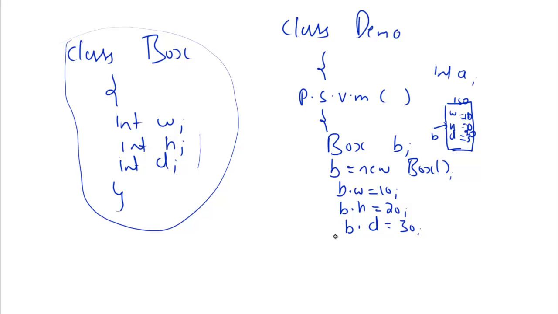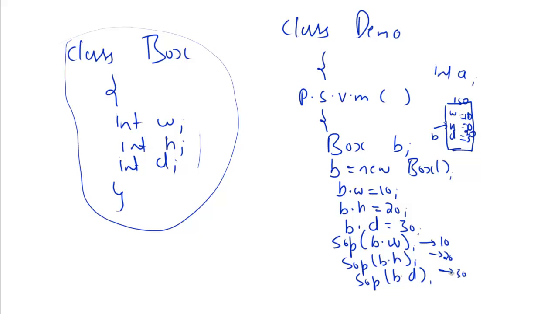Now if you try to print out System.out.println of B.W, SOP of B.H and SOP of B.D, what happens is the respective values 10, 20 and 30 would have been printed.